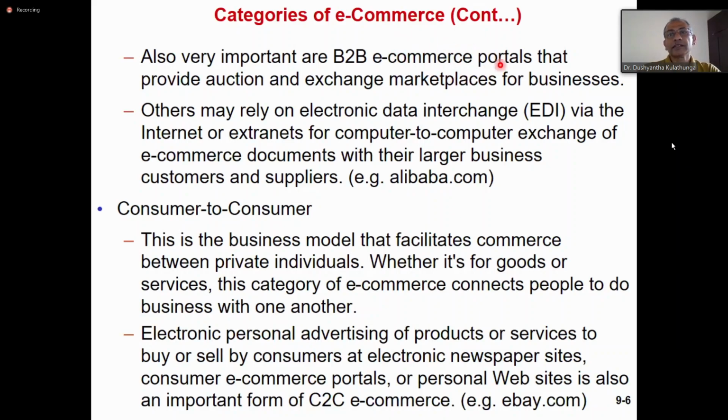For example, there are certain e-commerce portals created by, say, governing bodies of a particular industry. If it is, say, the garment industry, and there is a particular governing body, that governing body can also create an electronic marketplace. Likewise, there can be different bodies or different entities or individuals creating these electronic marketplaces, enabling the business organizations to connect with other business organizations.